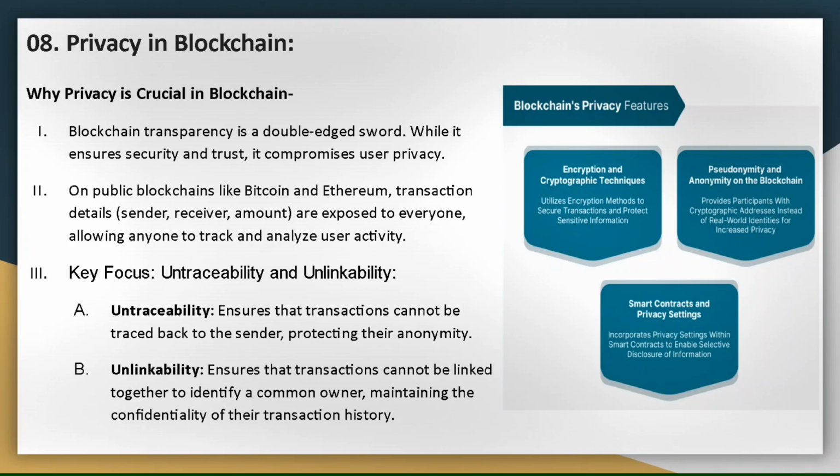And how we can implement this is through the concept of smart contracts, which act as consensus in the network. We have to come to a consensus in the network on how a transaction will take place and how it will be transmitted or broadcast. So a smart contract acts as consensus between transactions, and incorporates privacy settings within the smart contracts to enable selective disclosure of information.